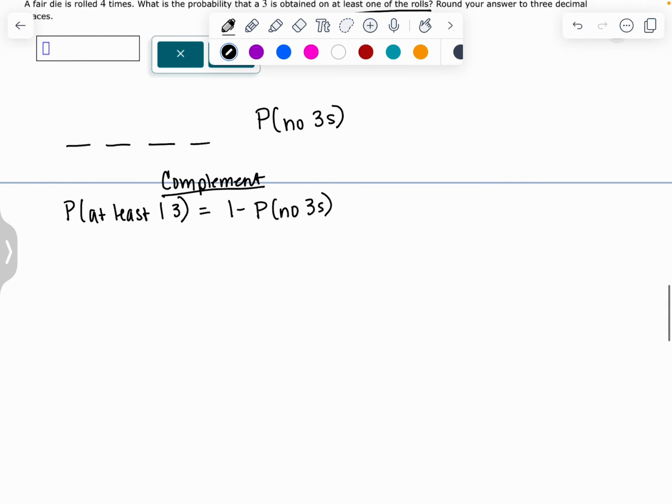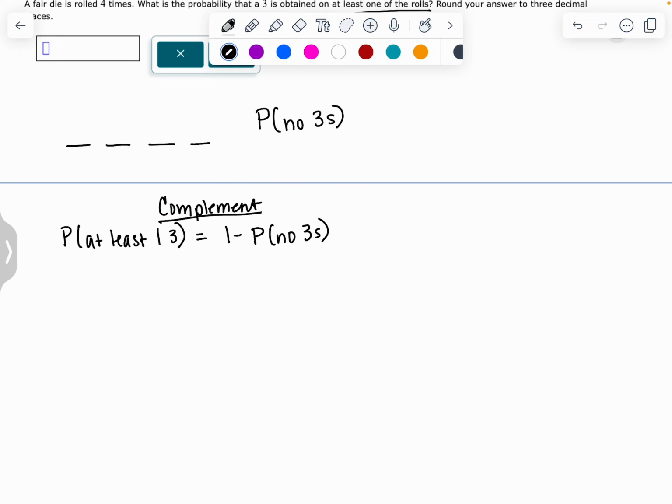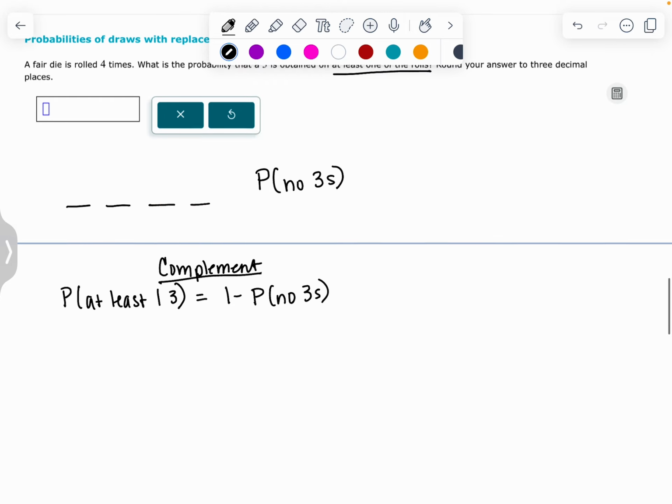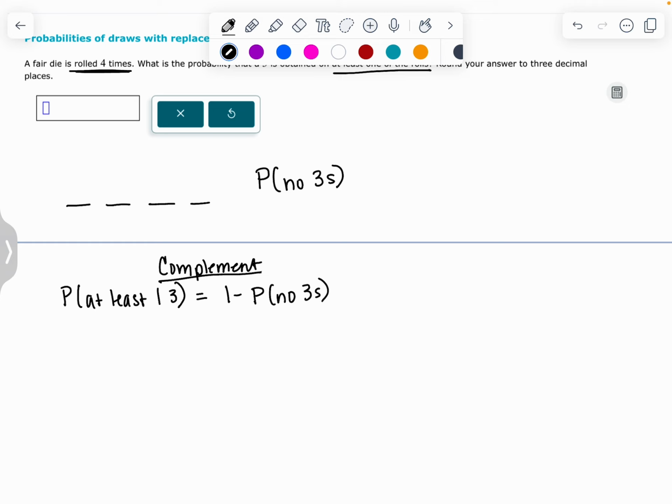Okay. So now that we've got our scenario set up, we're going to do that, okay? So we're going to do 4 rolls, rolled 4 times, okay? So our probability is going to be equal to 1 minus, what's the probability of no 3s? Okay, probability of no 3s. Okay, so the first time we roll it, what's the probability that there's going to be no 3s? Well, it's 5 out of 6.